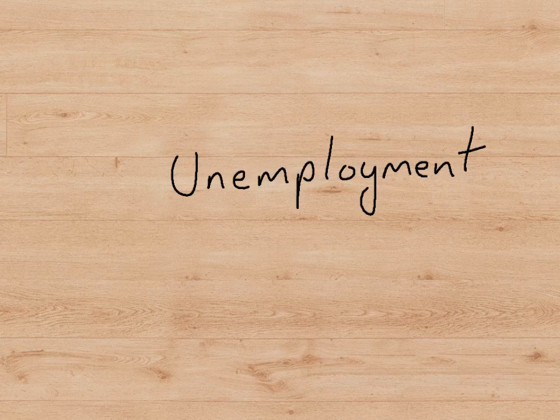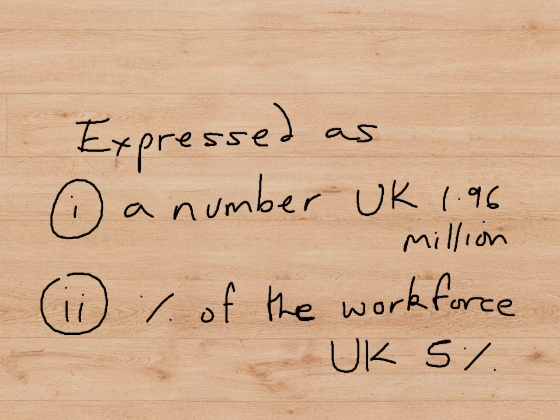This presentation is about unemployment, its causes, measurements, and effects. Unemployment in an economy can be expressed just as a pure number. For example, in the UK at the moment, it is roughly about 1.96 million workers, or it can be expressed as a percentage of the workforce who do not have a job. In the UK, it's about 5% at the moment.